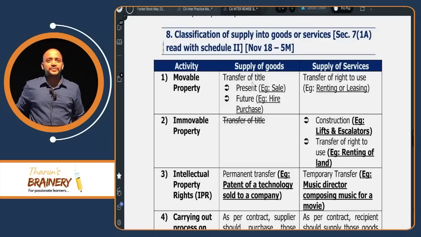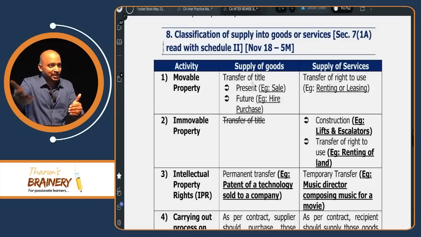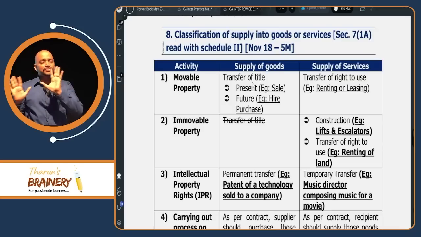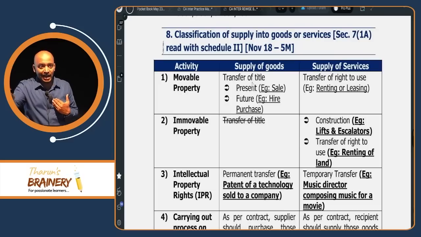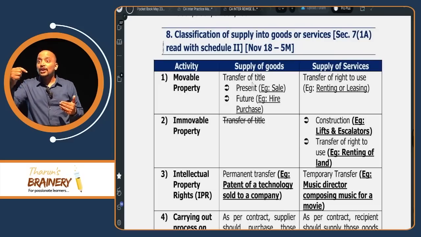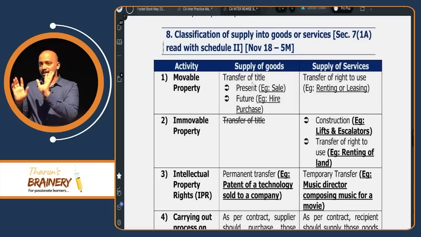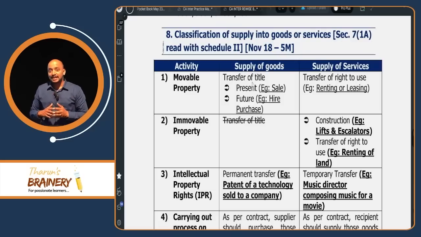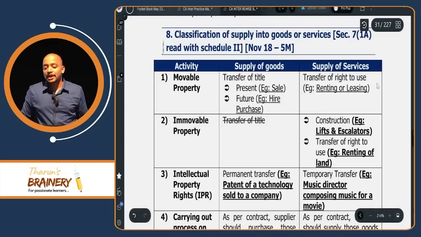What is an example of transfer of title at a future date? Hire purchase or installment transaction. Today I am giving you the possession, but the ownership I will be transferring at a future date. Let it be, it will be treated as supply of goods. If I am not giving you the title of the car, but I am giving you the right to use the car, then it will come under supply of service. Understood? So, movable property, when will it come under supply of goods? Transfer of title. When will it come under supply of service? Transfer of right to use.